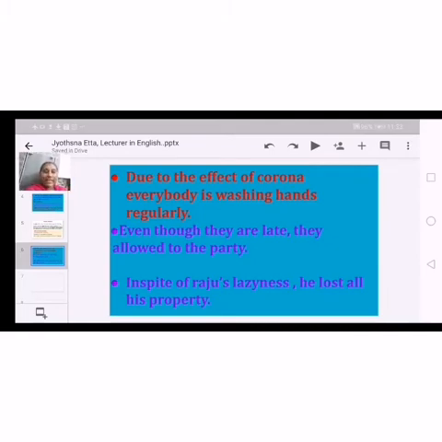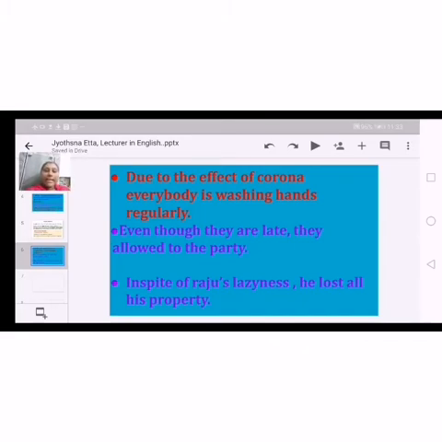And next, even though they were late, they went to the party. So they went to the party is an independent clause, and even though they were late is a subordinate or dependent clause, and even though is the conjunction here, the connector here.